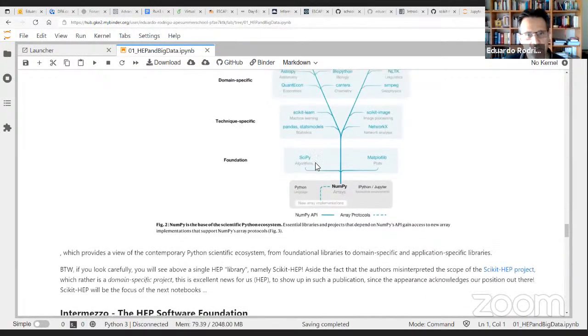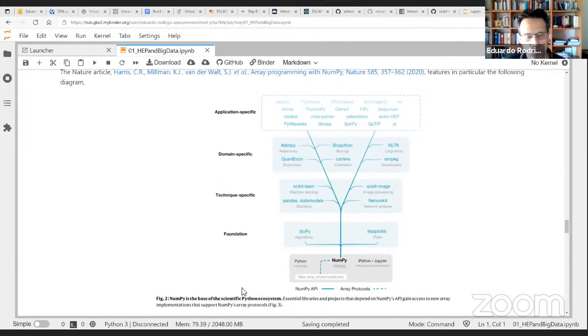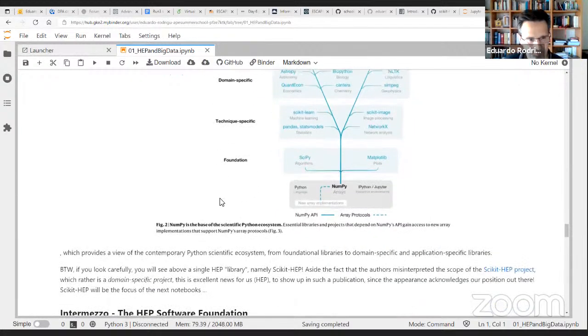There's recently a paper about NumPy in Nature, and it was nice to see the usual suspects over there, even Scikit-HEP, in the domain-specific section. It's really great to see a pretty comprehensive overview of the domain-specific libraries that are out there.